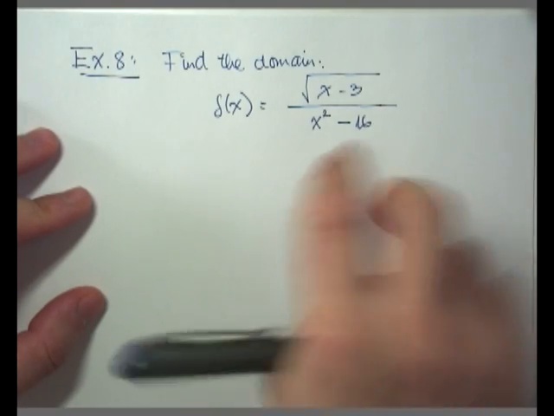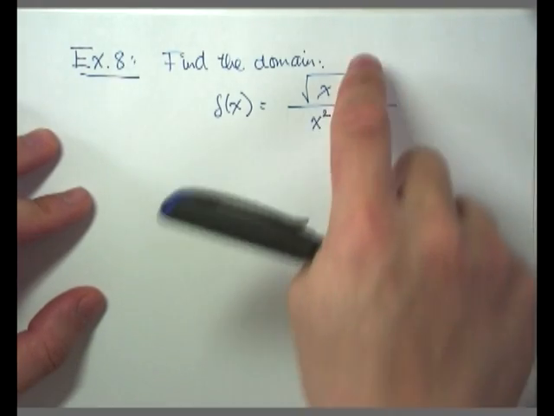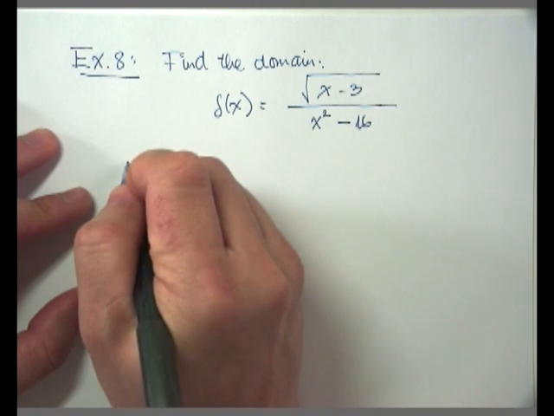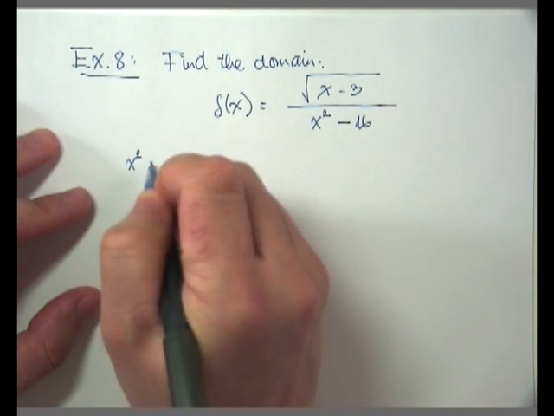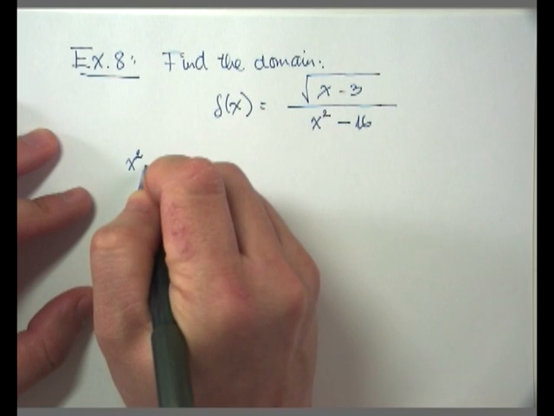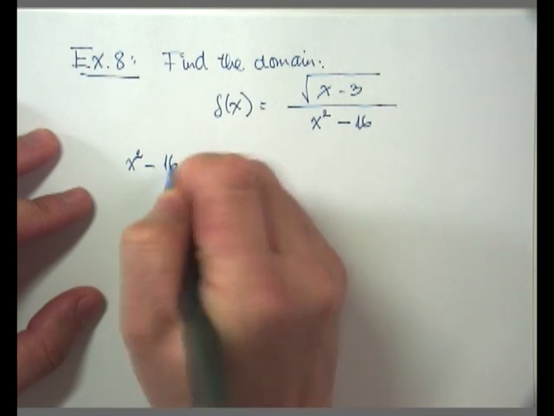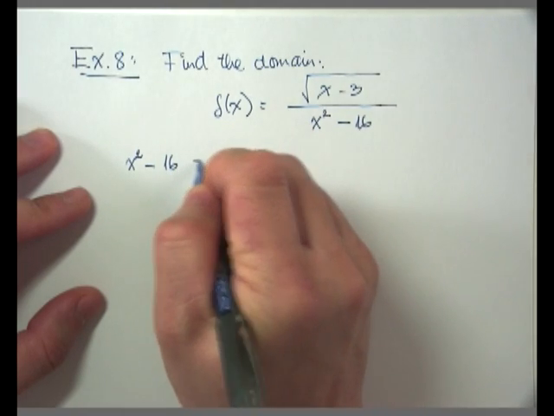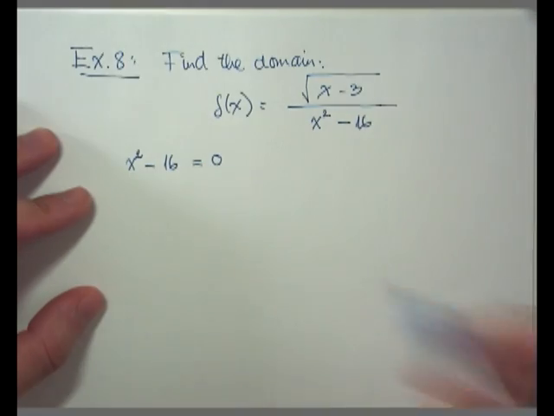So first of all, let's worry about the fraction nature. For the fraction nature, remember the requirement is that the denominator cannot be equal to 0. So to spot all the bad values of x that cause the denominator to be equal to 0, you need to set the denominator equal to 0 and solve for x.